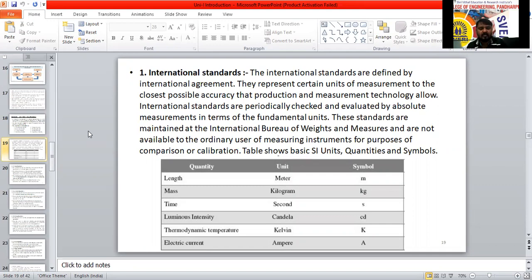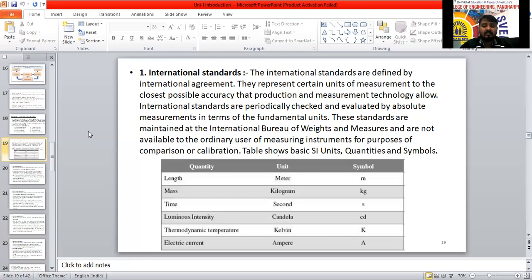The mass will be measured by kg only. Time will be... So one more thing I forgot, the very important thing, time only. All over the world, you consider 1 hour equal to 60 minutes only, or 1 minute equal to 60 seconds only. Yes, sir. So that is called international standard.